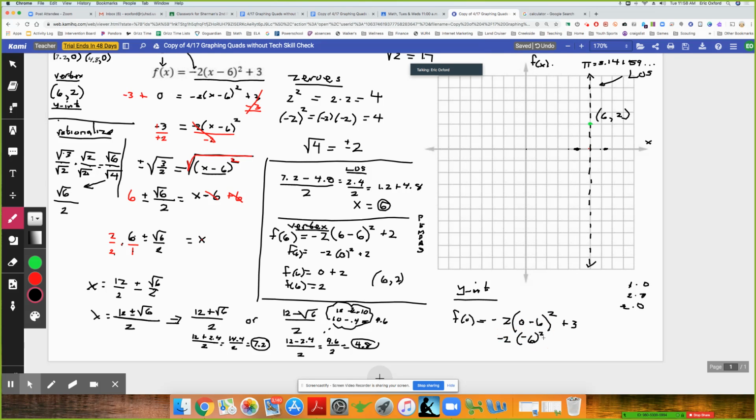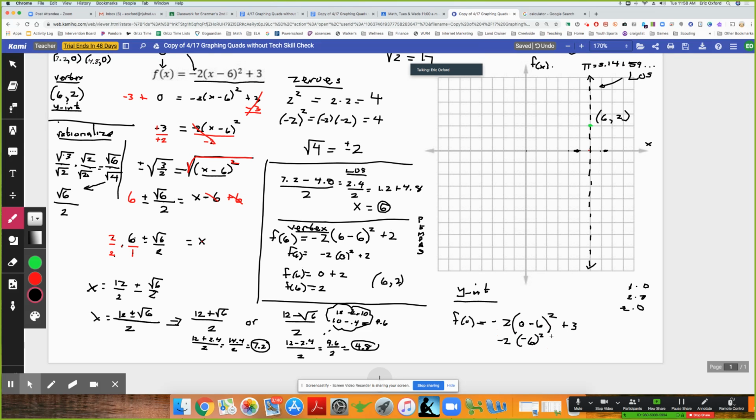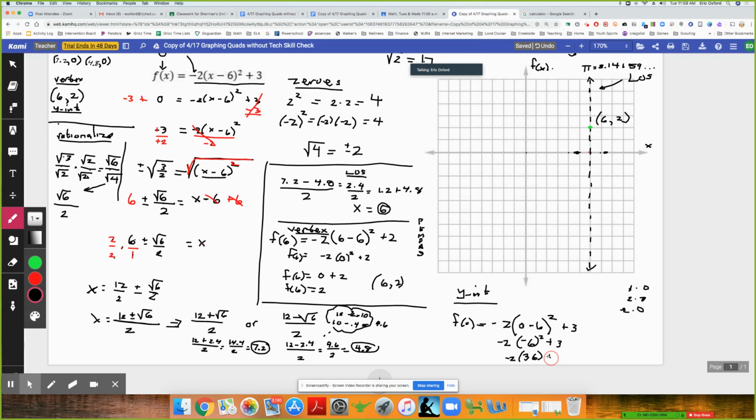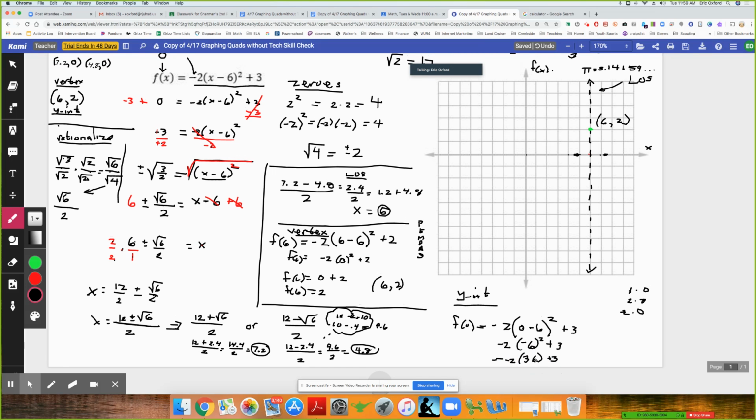I'm just going to move ahead because I'm running out of time, and we're going to have to jump off this meeting in a couple seconds. So then negative 6 squared, that's 36. We're dealing with a big number now. I'm just going to keep moving down. Negative 2 times 36 is negative 72, plus 3. And that's going to give me negative 69.